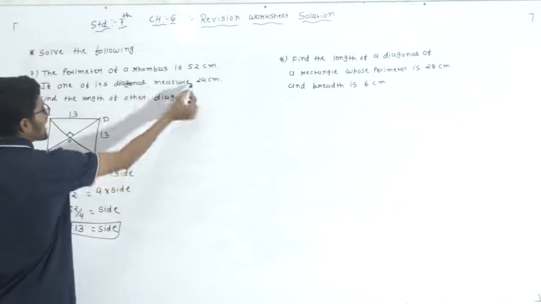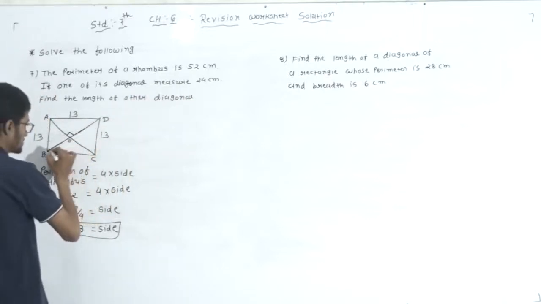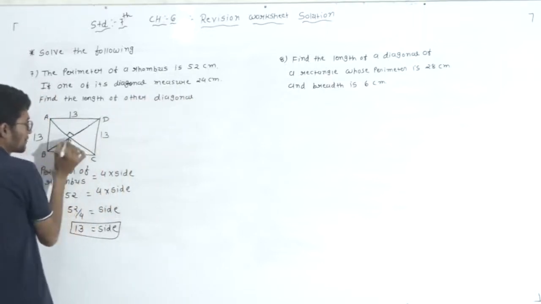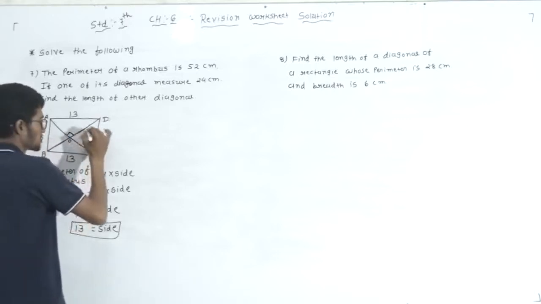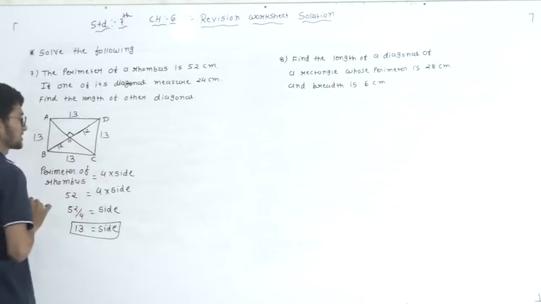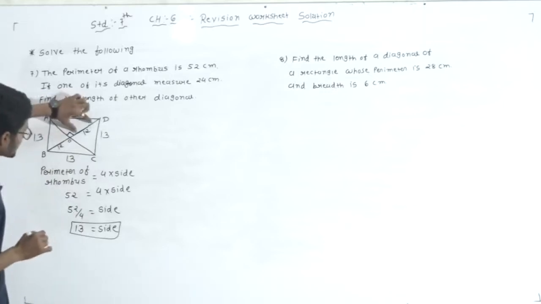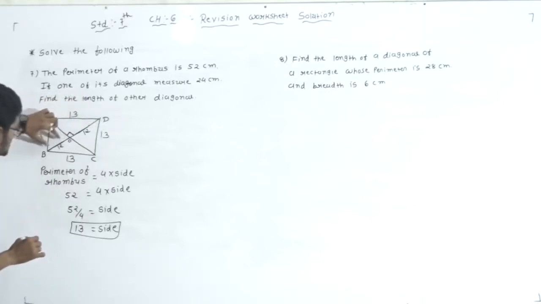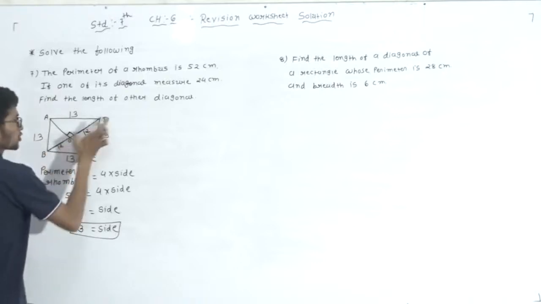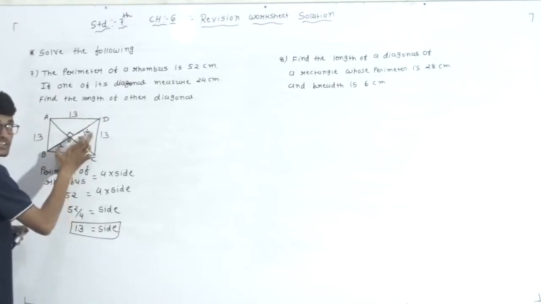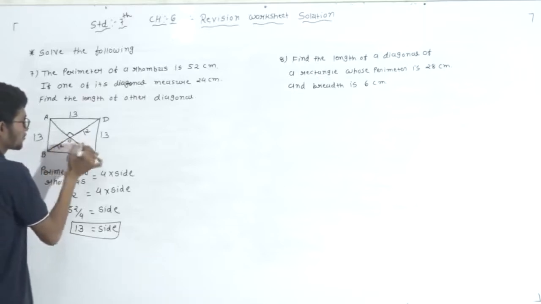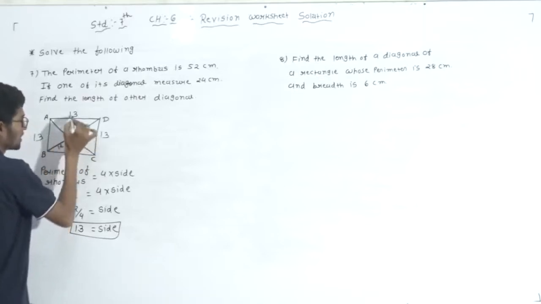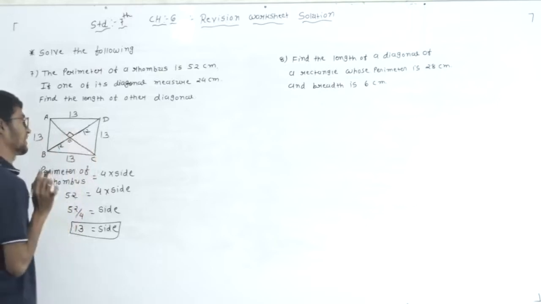Now one diagonal is given, this one is 24, it means total length is 24, but here it is intersected. Intersect means two equal parts, so this one is 12 centimeter, and this one is also 12 centimeter. It means OD is equal to 12 centimeter and OB is equal to 12 centimeter. Now total is 24. Understand? Okay, so see dear students, here are 4 triangles, but we have to use only one triangle.